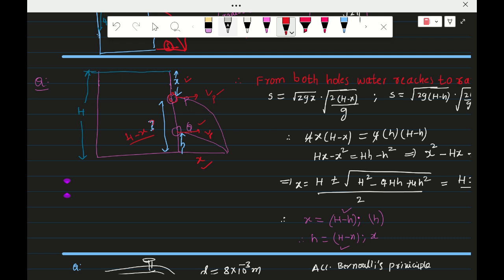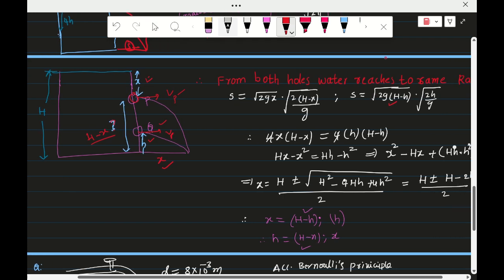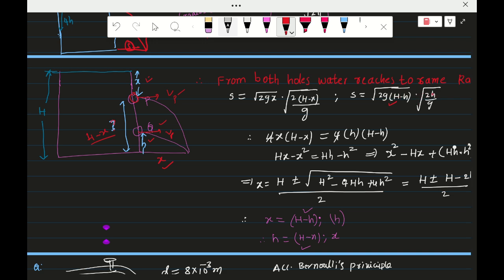Similarly, here H is given, the Q hole is at the H distance from the bottom. Therefore, the total is H minus H. For velocity, H minus H you have to take. For time, root 2H by G you have to take. For velocity, it is root 2G into H minus H, and time it is root 2H by G. So find the difference in heights and equations. Then the range value is equal to horizontal velocity into time. So you got this answer.